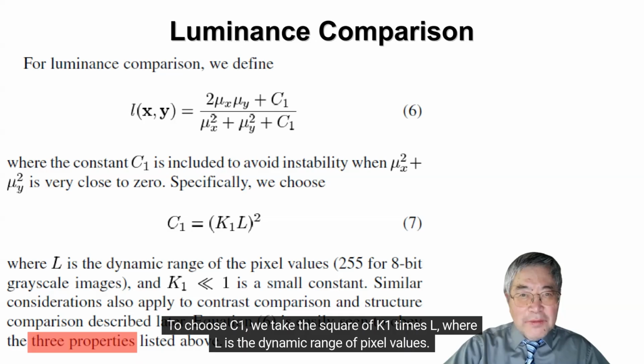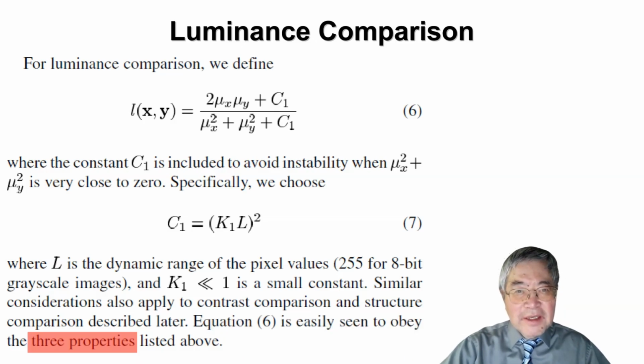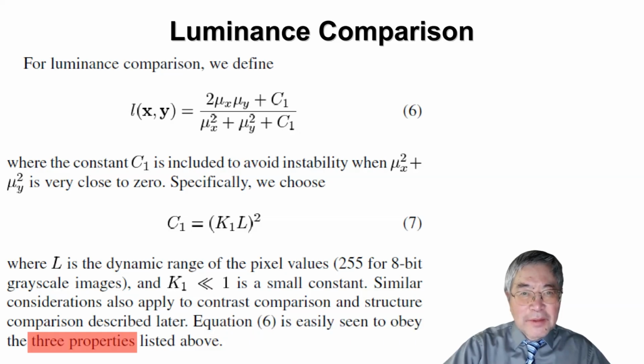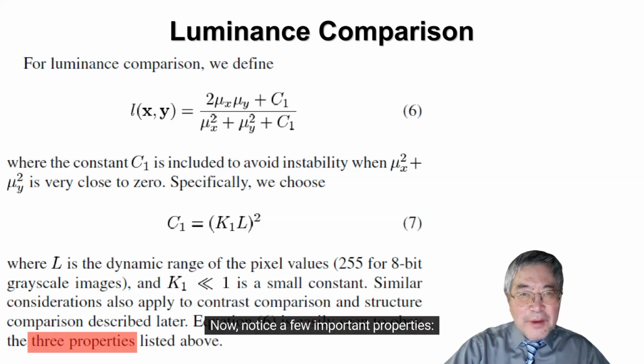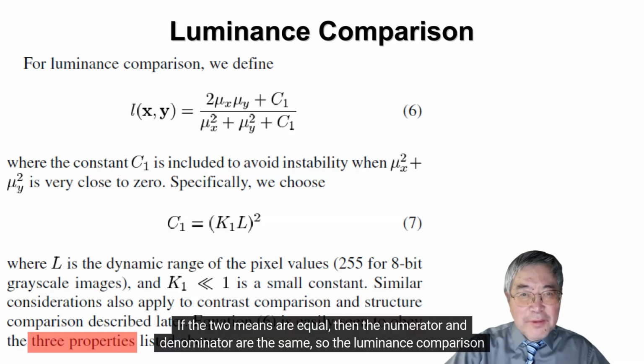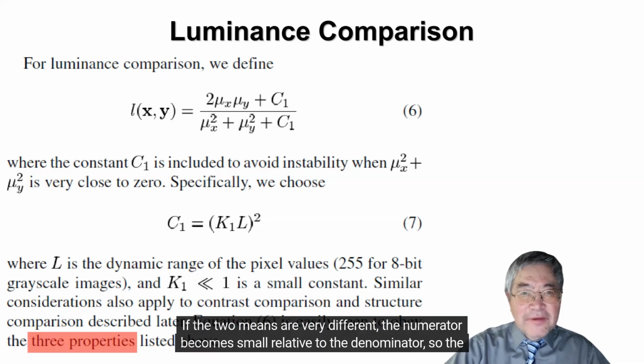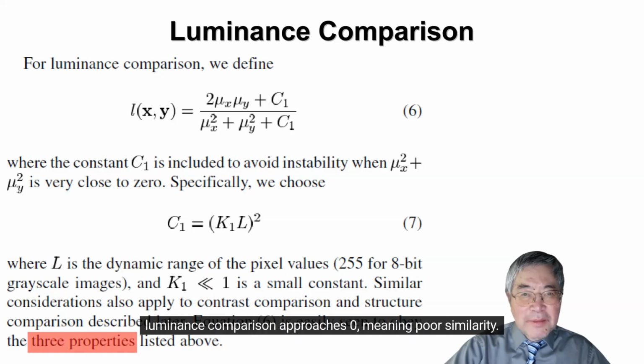To choose c1, we take the square of k1 times L, where L is the dynamic range of pixel values. For an 8-bit grayscale image, L is 255. k1 is just a very small number, much less than 1. Now notice a few important properties. If the two means are equal, then the numerator and denominator are the same, so the luminance comparison equals 1, meaning perfect similarity. If the two means are very different, the numerator becomes small relative to the denominator, so the luminance comparison approaches 0, meaning poor similarity.